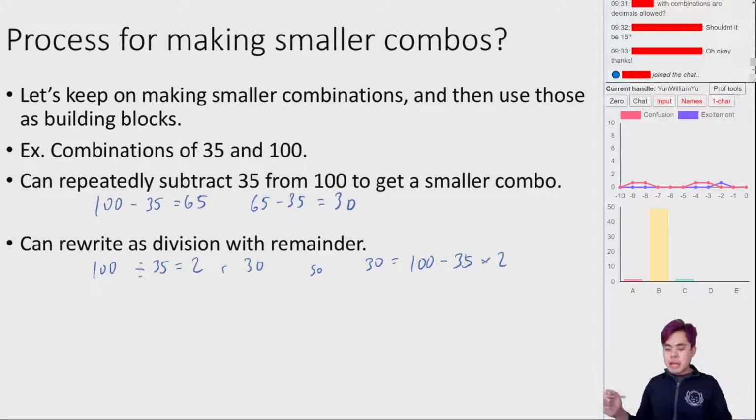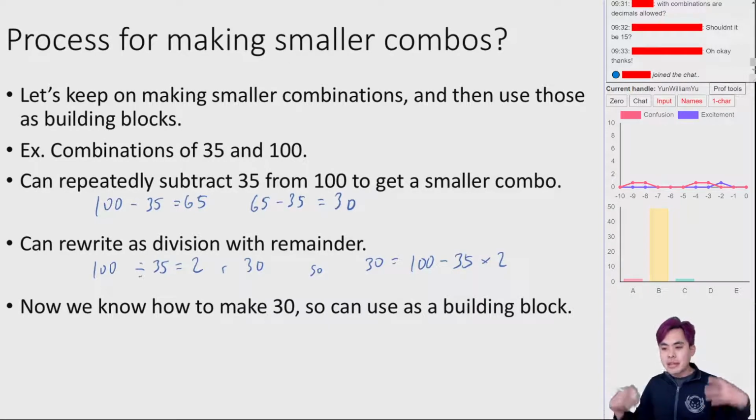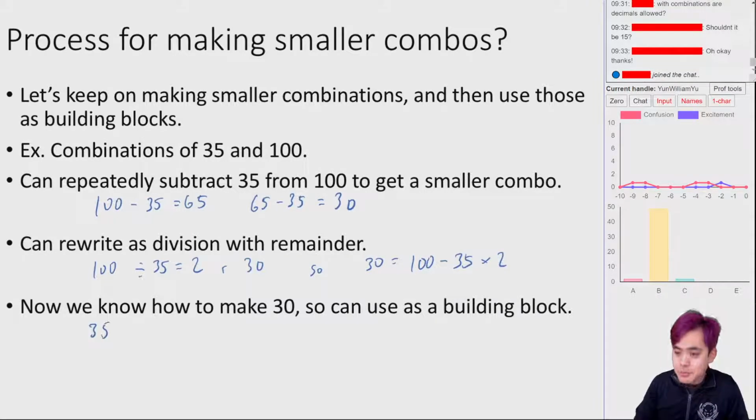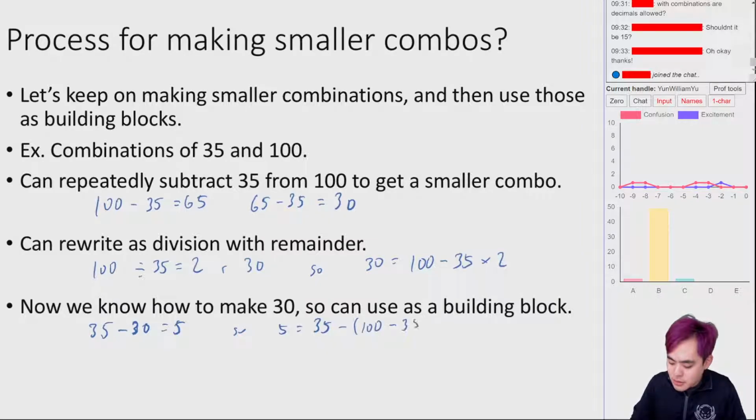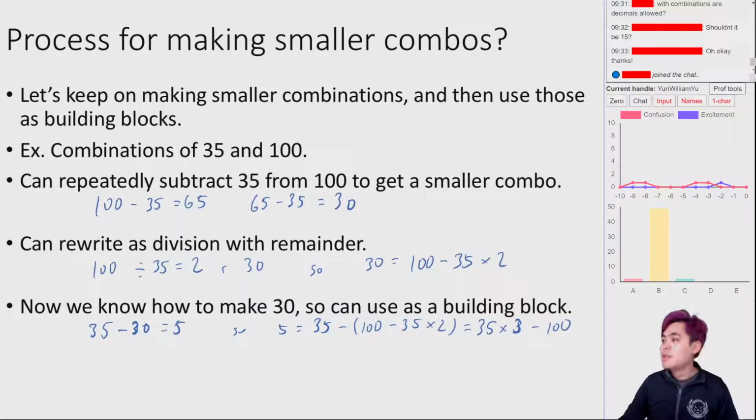Now we know how to make 30, and so we can use that as a building block, and then do it again. So maybe we want to make something even smaller. We know how to make 35, that's one of our basic steps, and we know how to make 30. So 35 minus 30 is equal to 5. So we know that 5 is equal to 35 minus 30, but we know how to make 30, so 30 is equal to 100 minus 35 times 2, right? So when you do the distributive property and figure all of this out, that's going to be 35 times 3 minus 100. So what we've just done is invented a way to move 5 steps by moving 3 steps of 35 first, and then going backwards by 100.